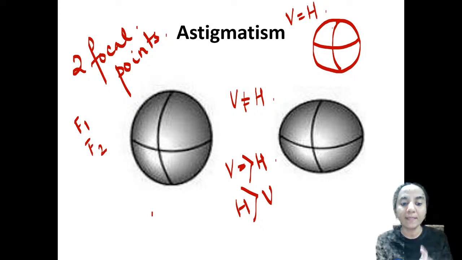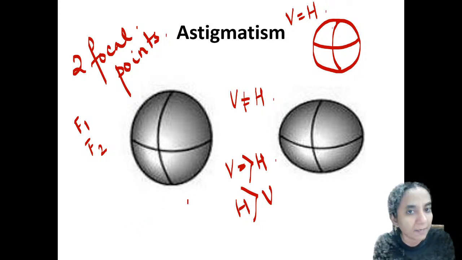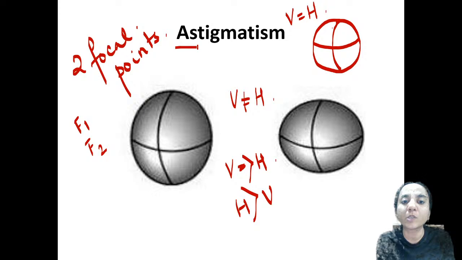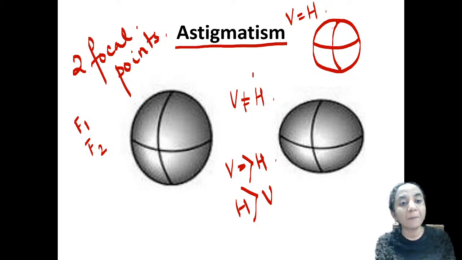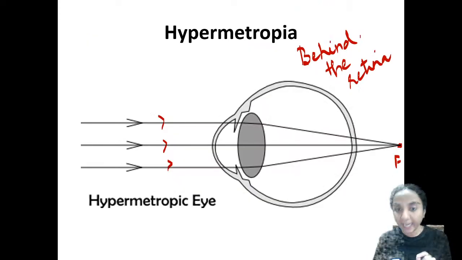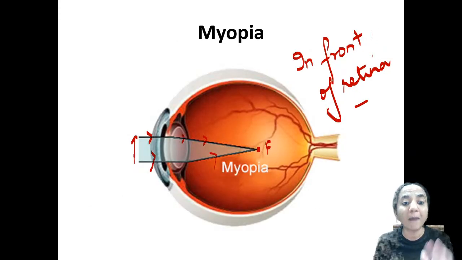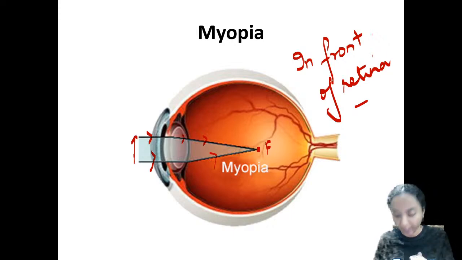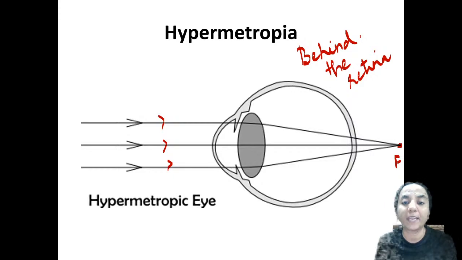So basically, when there is a difference in refractive power between the two principal meridians of the eye, that is called astigmatism. In the previous ones, when we talked about myopia and hypermetropia, we had only one focal point. In hypermetropia, that focal point F was behind the retina, whereas in myopia, the focal point F was in front of the retina. But there was only one focal point.